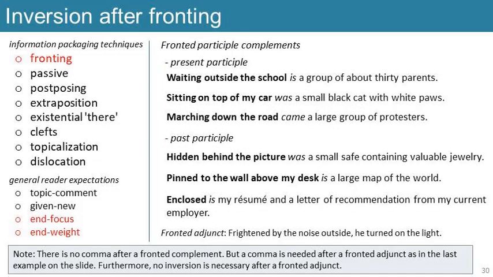The fifth and final example of subject-verb inversion after fronting is that which occurs when the sentence is fronted by a participle complement of the verb, most often the verb to be. There are several examples on the slide. This construction is chosen in most cases by writers wishing to apply the principles of end focus and end weight.